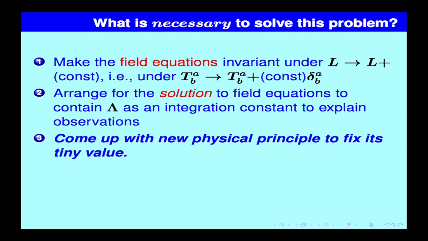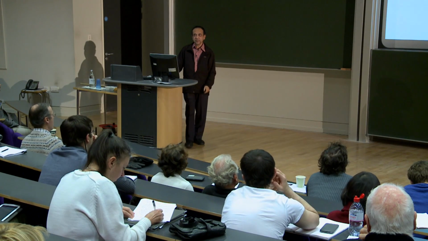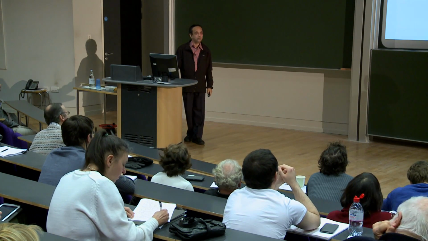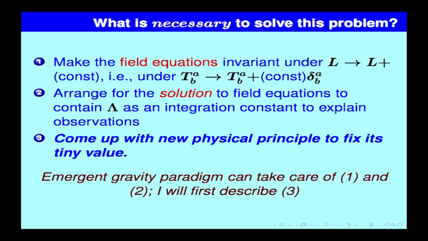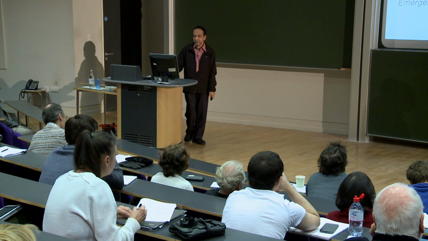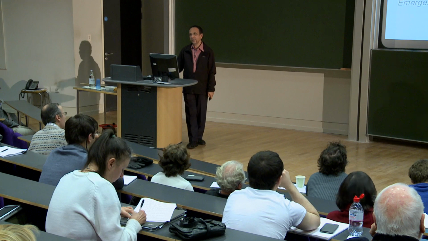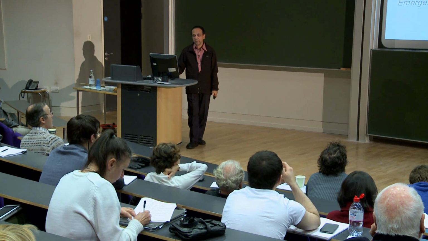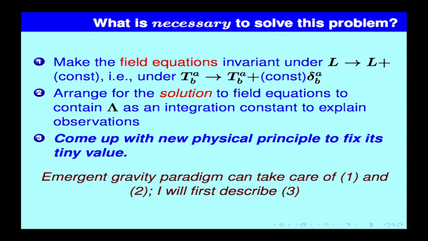Finally, if you want to do this, you need an extra physical principle, because your action principle now does not care about lambda. So, it can never tell you what lambda is. So, you need an extra physical principle to fix its tiny value. What I am going to tell you is that there is a way of looking at gravity, what people usually call the emergent gravity paradigm, and it can take care of 1 and 2. But the current talk is not mainly on the emergent gravity paradigm. I have written and spoken about it in various fora, but I am going to first concentrate on that.